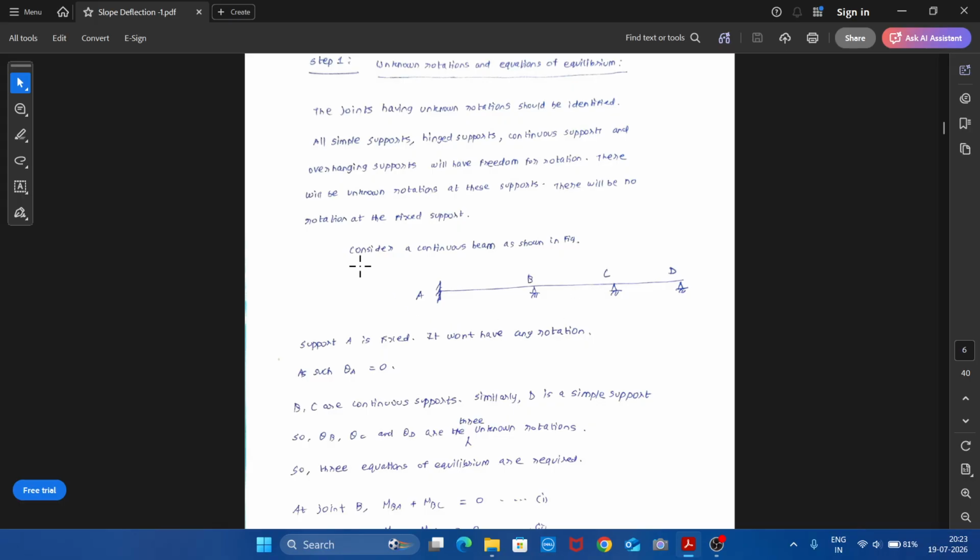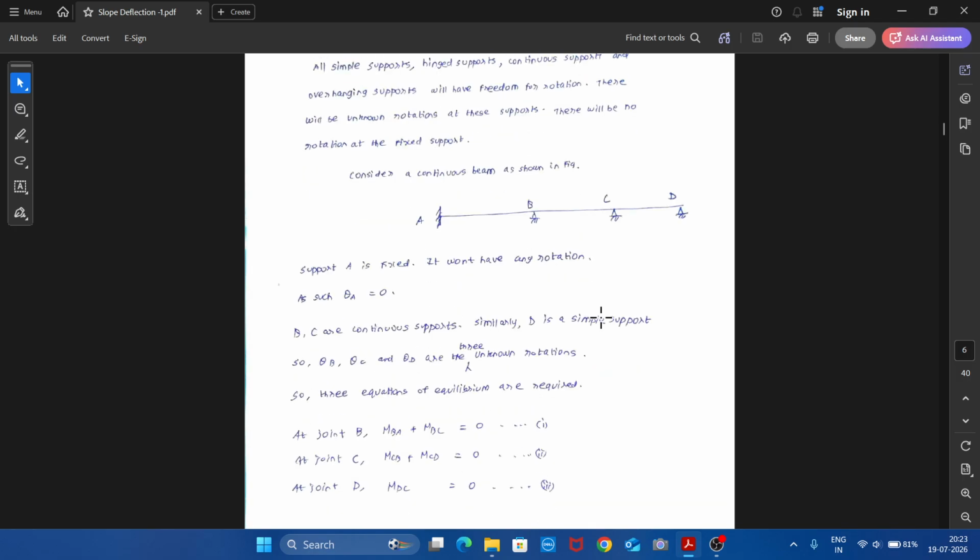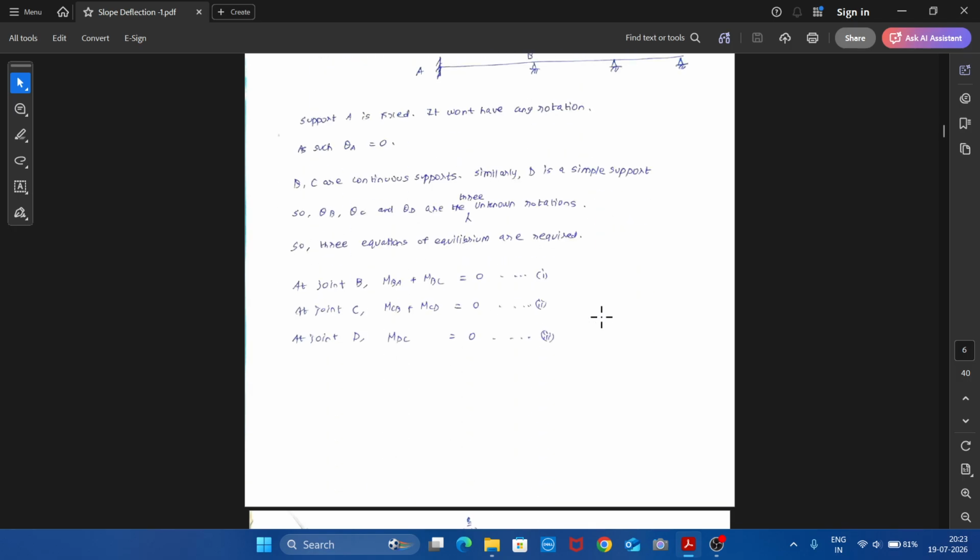So the thumb rule for unknown rotations is if there is fixed support, there won't be any rotation. All the other supports will have freedom for rotation. That is the rule, thumb rule to identify the unknown rotations. And the rule for forming the equations of equilibrium is here also leave the fixed support. At all other supports, the sum of end moments should be equal to 0. So with this we can easily complete the step 1.